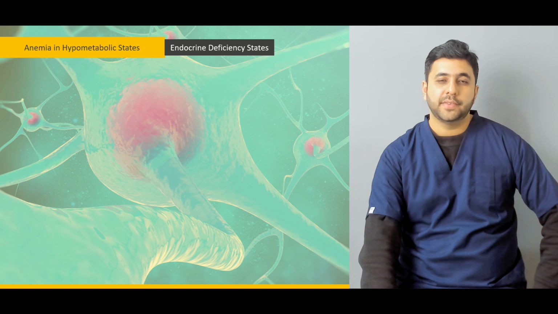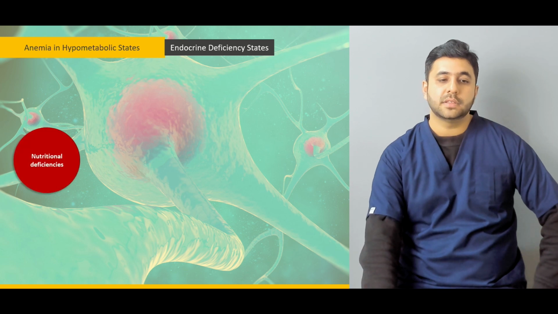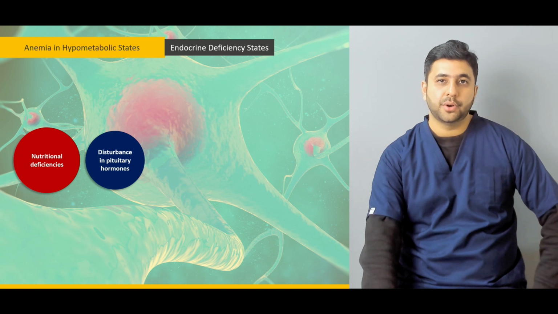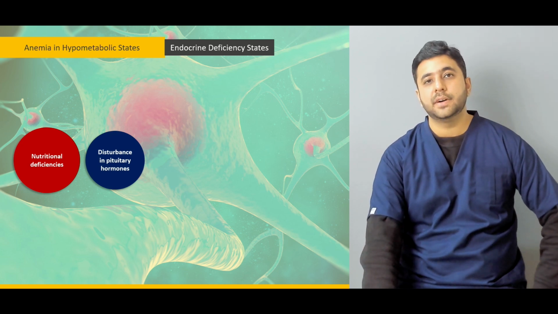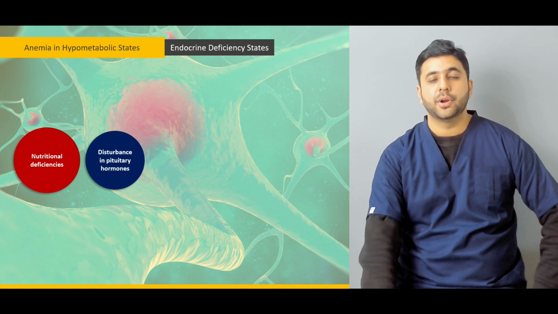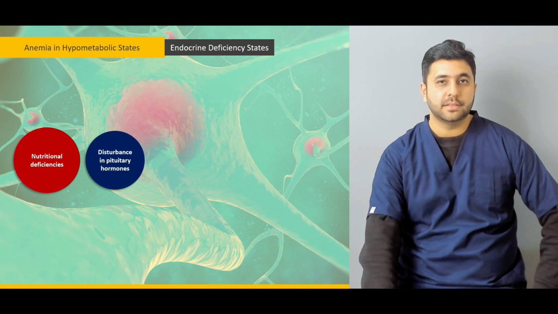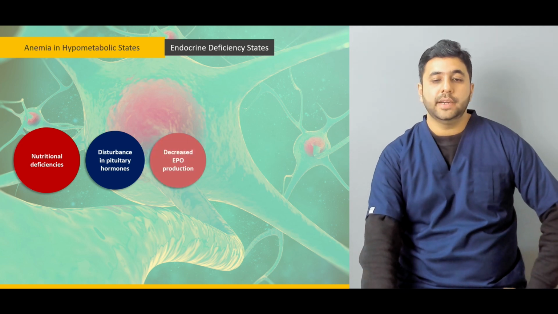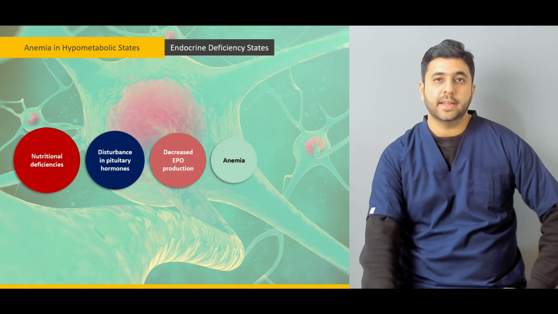Now let's talk about the various hypometabolic states in which we can have anemia. The important ones are nutritional deficiency, for example caloric deficiency like in patients with kwashiorkor or marasmus. Also, a disturbance in hormone production, for example thyroid hormone or glucocorticoid production, and Addison's disease, because hormone regulation is very important for the overall homeostasis of the body. These can all lead to decreased erythropoietin production at the level of the kidney, which can eventually lead to an anemic state.